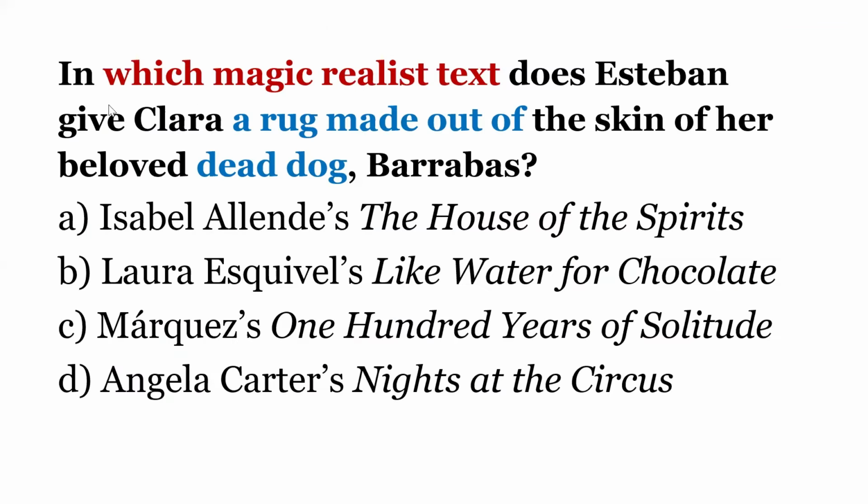Next question. In which magic realist text does Esteban, E-S-T-E-B-A-N, give Clara a rug made out of the skin of her beloved dead dog, Barabbas? So this is an iconic scene from one of the magic realist texts given here. Option A, Isabel Allende's The House of the Spirits. B, Laura Esquivel's Like Water for Chocolate. C, Gabriel Garcia Marquez's One Hundred Years of Solitude. D, Angela Carter's Nights at the Circus.